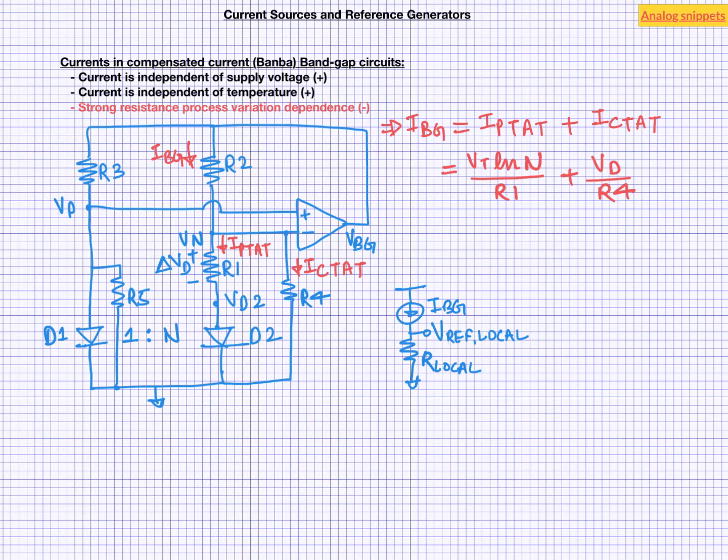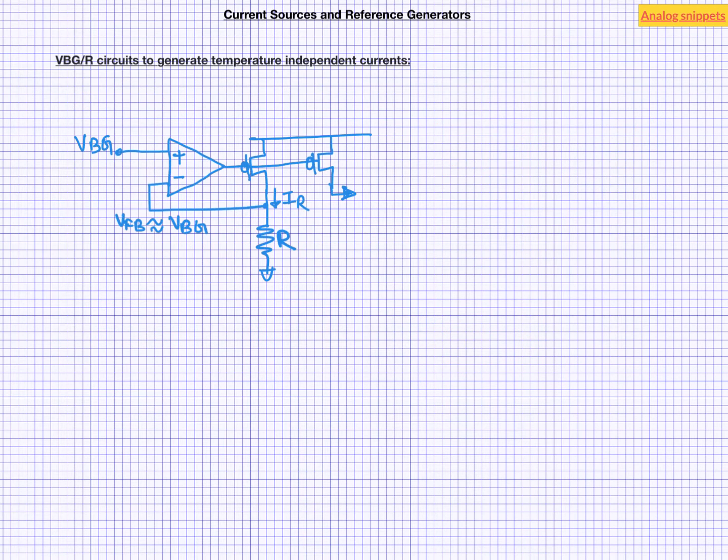But suppose you don't have Banba bandgap in your chip. Can we do something to generate a compensated current using conventional bandgap? In fact, we can. And the circuit that we use is known as the VBG over R circuit. The concept is rather simple. We already have a relatively precise bandgap reference voltage available to us. By using a high gain amplifier in negative feedback, we can force this precise voltage reference across a resistor. And we can tap this current using these PMOSes to be used as our temperature independent current references. This current will be simply VBG over R, and hence the name of the circuit.